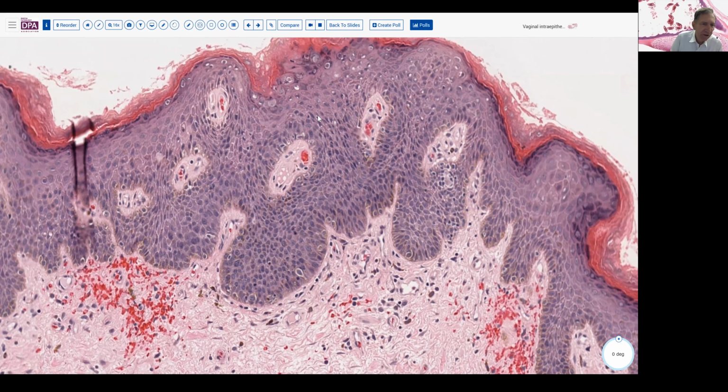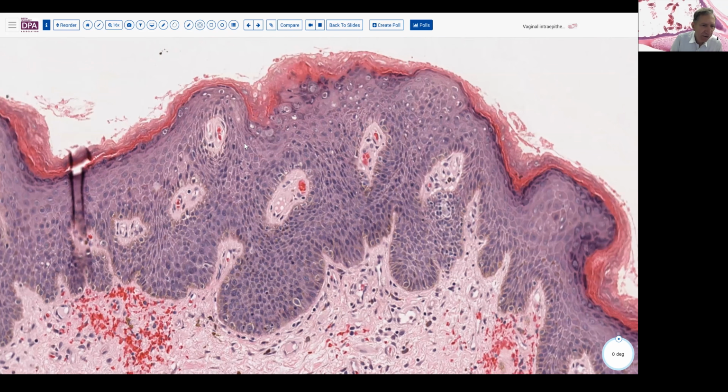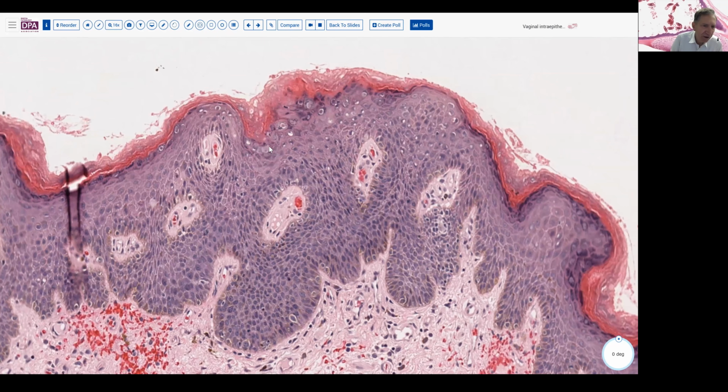Now, the other thing to notice here is that there's a little suggestion of sort of pagetoid upward spread. You see these paler cells up high in the epidermis or in the stratum corneum almost. And you might think of Paget's disease like we had seen earlier. And that, again, underscores the fact that sometimes there can be clonal squamous cells that will have this pagetoid pattern as well.